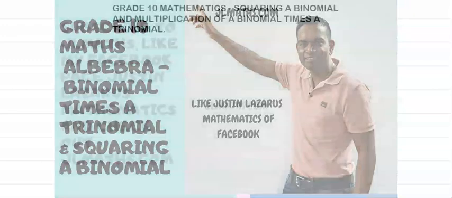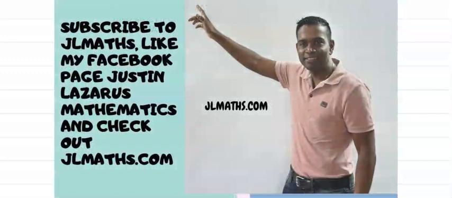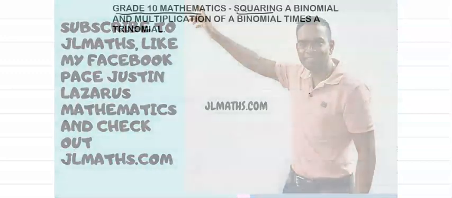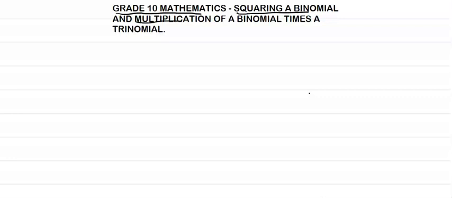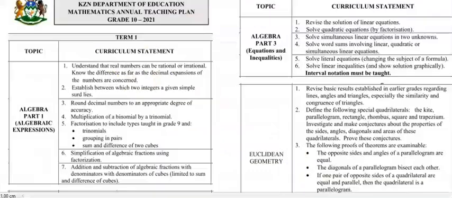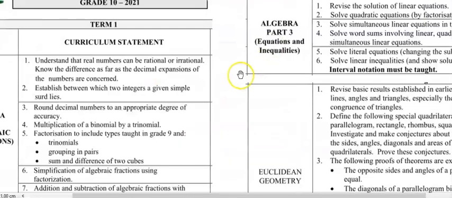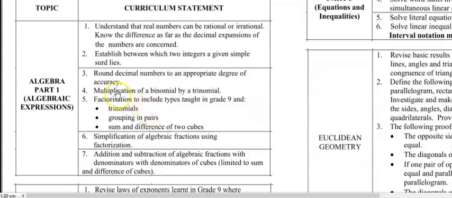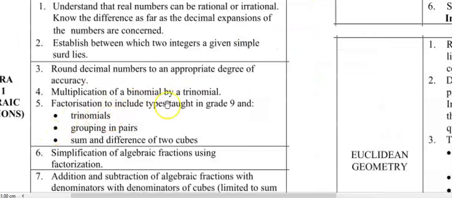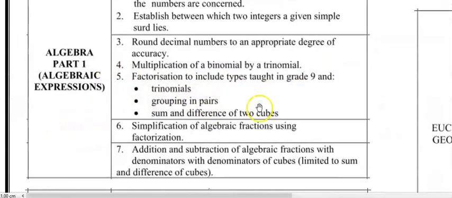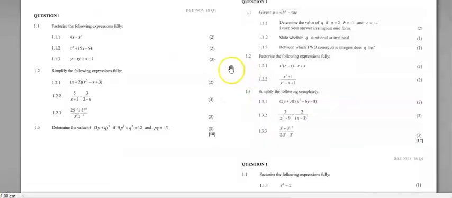In today's video lesson, we're going to be looking at grade 10 mathematics, squaring of a binomial and multiplication of a binomial times a trinomial. So let's get straight into it. If I look at the work schedule and go through it very quickly, you'll see that I am now at point number 4, which is multiplication of a binomial times a trinomial, and this is under algebraic expressions. Now, let's look at recent past examination type questions.